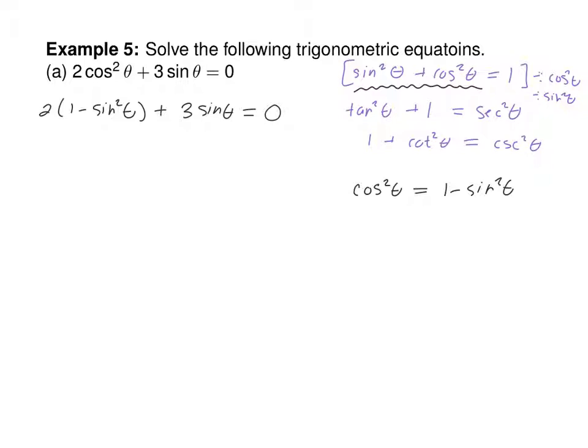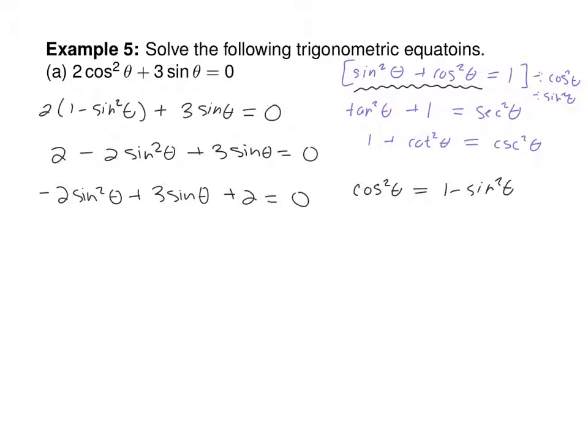Is it okay what I did there? Okay. So we'll have 2 minus 2 sine squared theta plus 3 sine theta equals 0. And I'm just going to rearrange and put the sine squared first. Does everyone realize what happened there?